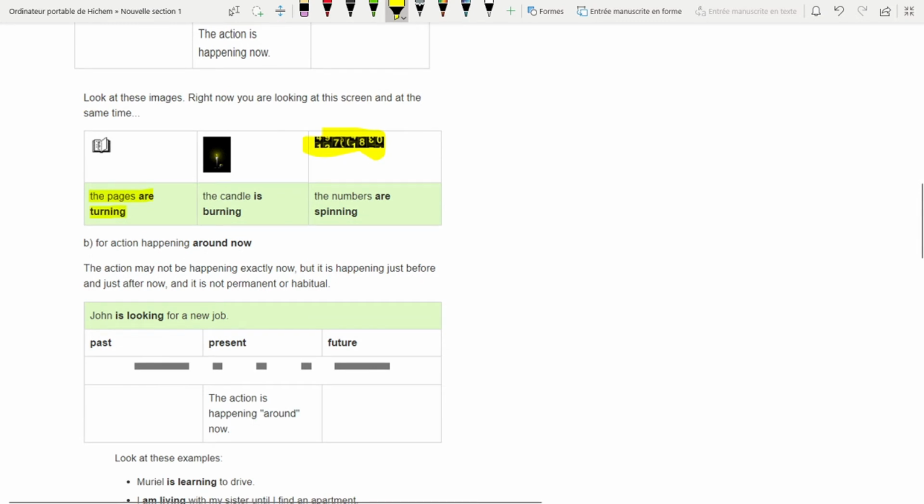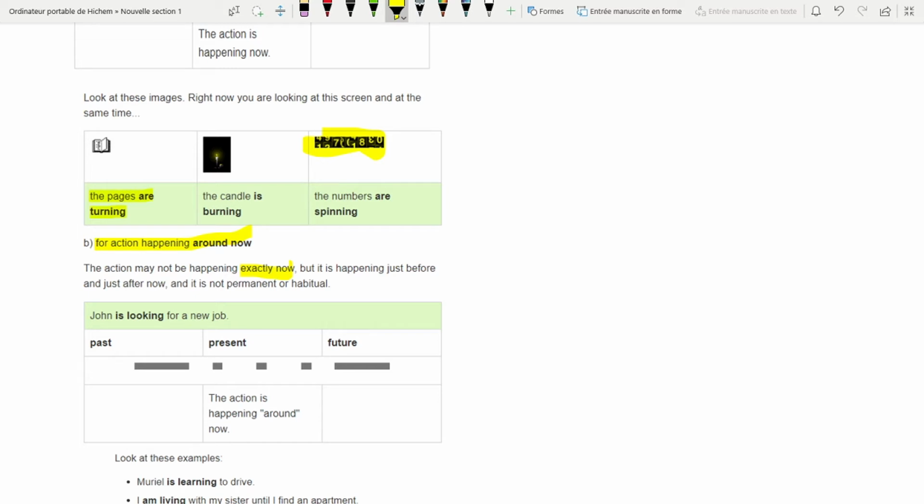Now we have a short exception, which is about some actions that happen around now. It's not right now, it's around now, okay? And this means that the action may not be happening exactly now, but it is happening just before, all right, or it has happened before and just after now, okay? And this action is usually not permanent or habitual, okay?